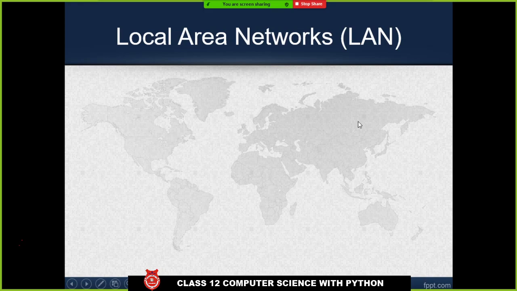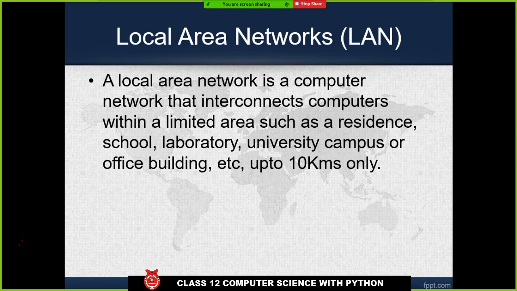The first one is local area network. When we say local area network, it is a computer network local to a small building or even a big campus also. Usually the local area network can span up to 10 kilometers. In some textbook it is written 10 kilometers, but in some textbook it is written only 5 kilometers, but it doesn't matter. What you have to know is that when we say local area network, it may be a single room, or it may be one school or something like that.